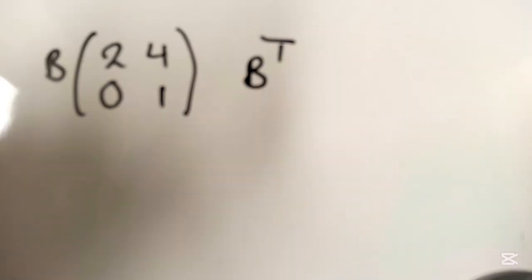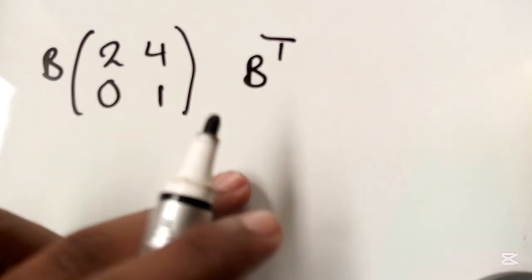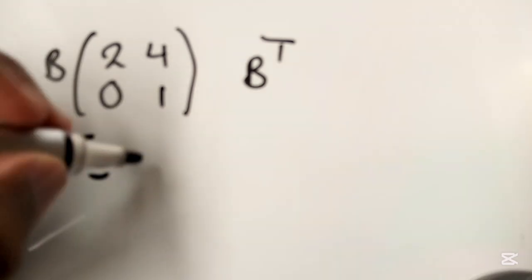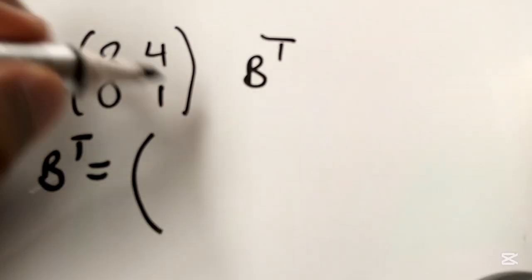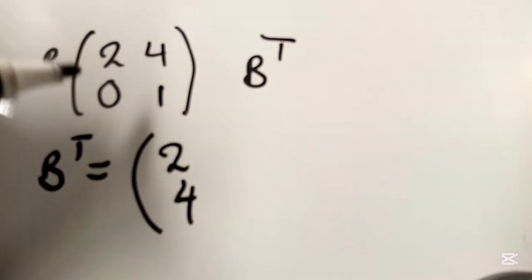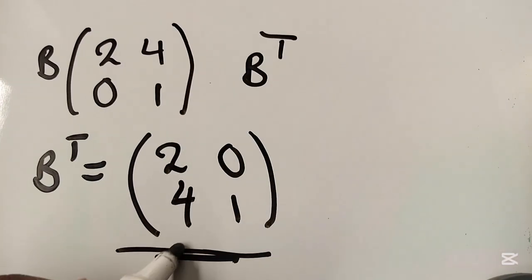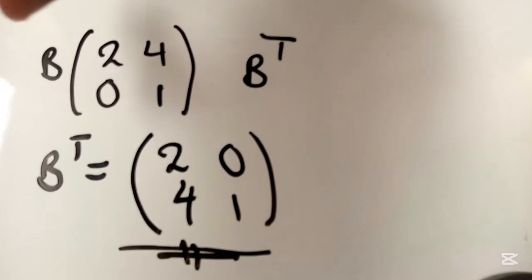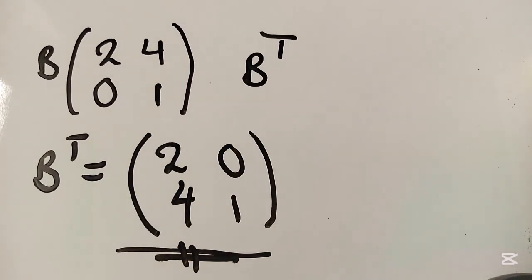Now, let's say they say find the transpose of B. B is 2, 4, 0, 1. So the transpose of B would be like this. The rows become the columns. Therefore, this would become 2, 4, and this would become 0, 1. That is the transpose of the matrix. So this row becomes a column like this, and this one also becomes a column like that.